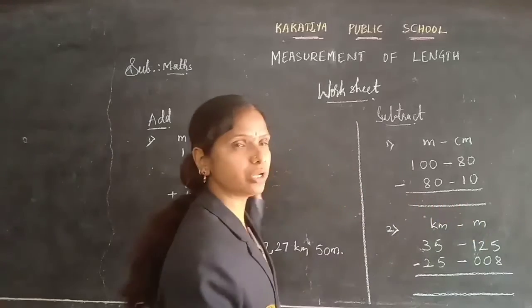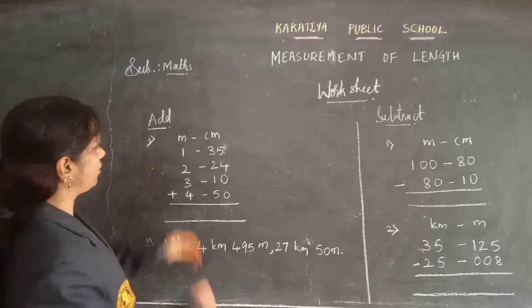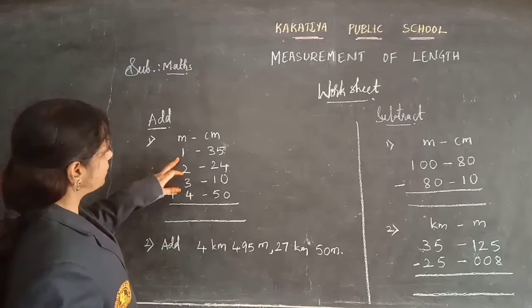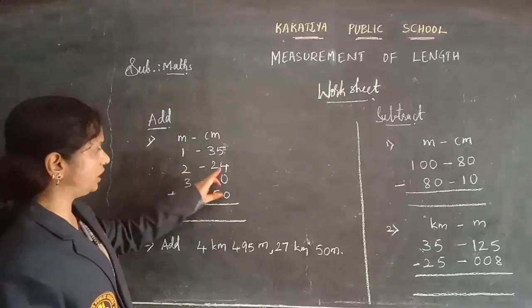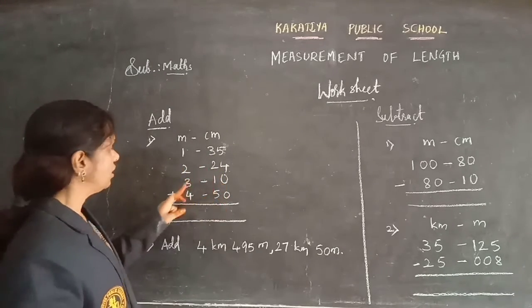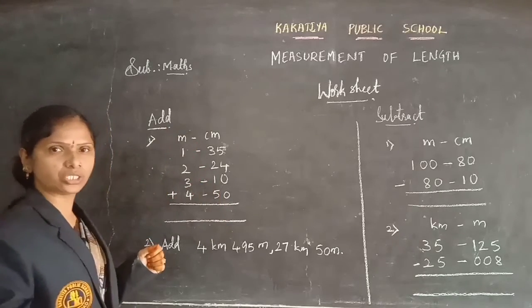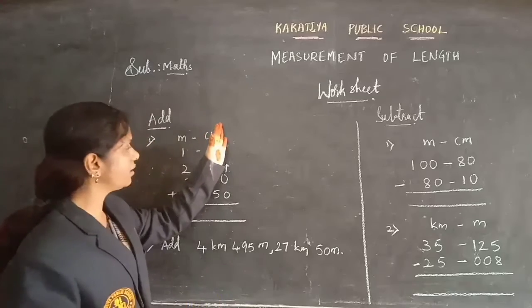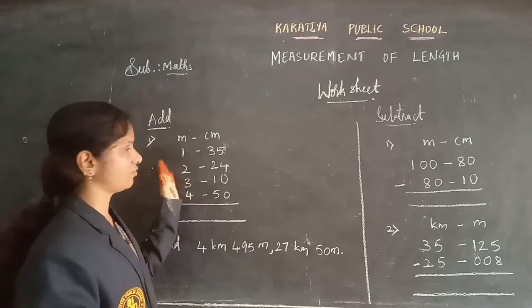Come on, I give the worksheet on that. I will look at here. Add. Meters, centimeters I have given, children. So first number 1 meter 35 centimeters and 2 meters 24 centimeters, 3 meters 10 centimeters, 4 meters 50 centimeters. You need to add these all, children. Okay. You need to start the addition from centimeters. Nothing but from one space.